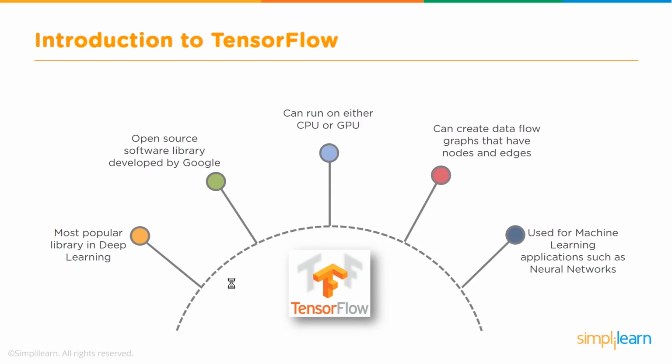So what are some of the properties of TensorFlow? I think today it is one of the most popular platforms. TensorFlow is the most popular deep learning platform or library. It is open source. It's developed and maintained by Google, but it is open source. One of the most important things about TensorFlow is that it can run on CPUs as well as GPUs. GPU is a graphical processing unit, just like CPU is central processing unit.